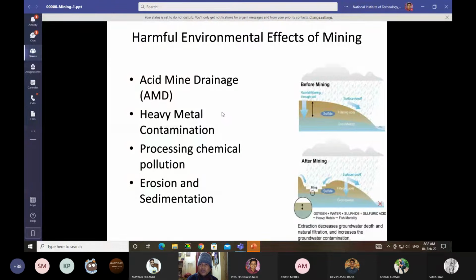So before mining, suppose the minerals contain sulfide. Whenever rainwater comes in contact with the sulfide, sulfuric acid will be generated. So that is called your acid mine drainage. So after mining, this is the scenario. Before mining, this is the scenario.